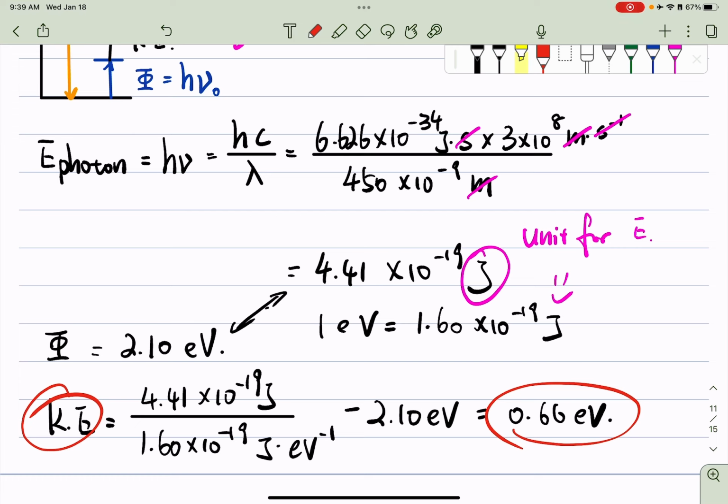Yes? Would it also be possible for us to answer it in joules instead of electron volts? Yeah, you can also write it in joules instead of electron volts. As long as your calculation is consistent, I don't really mind which unit you end up with.